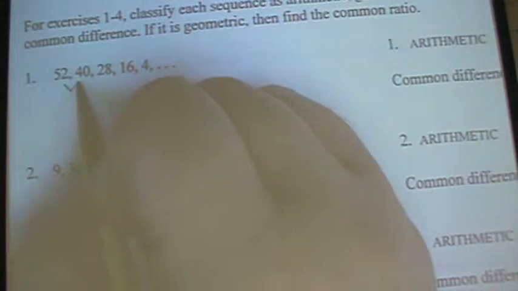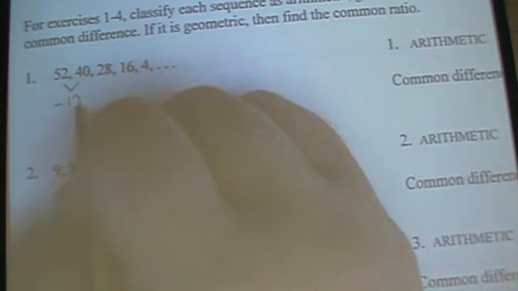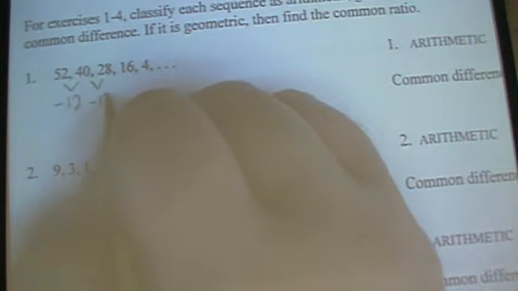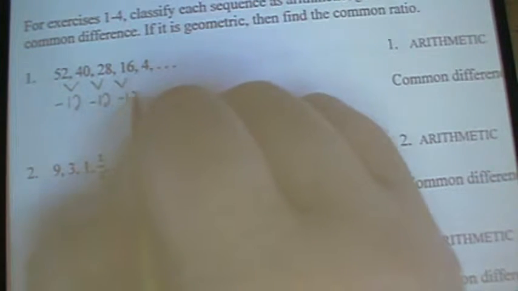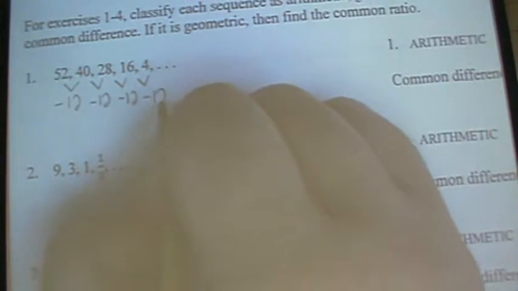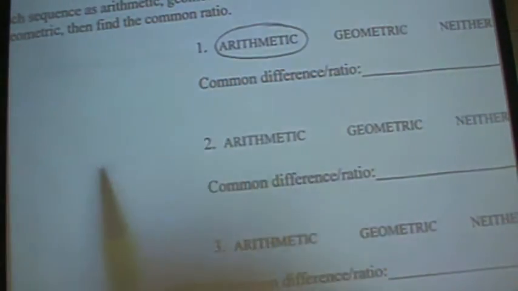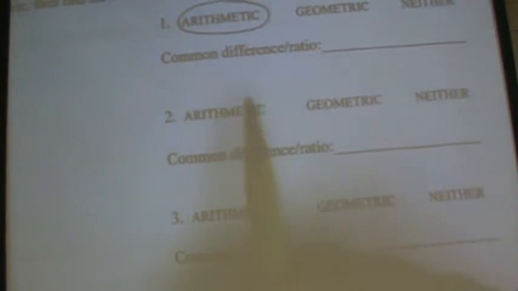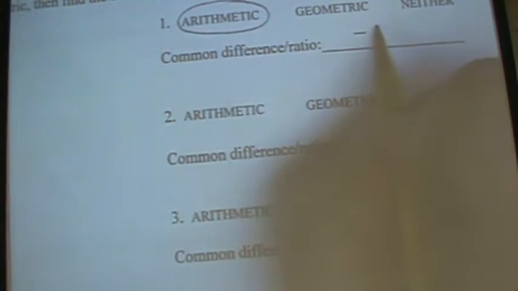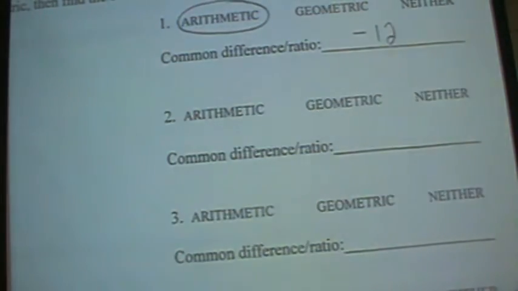So for number 1, our pattern is we're subtracting 12 each time. Between each term, we're subtracting 12. So that means that this is an arithmetic sequence because we're subtracting the same number each time. So our common difference is negative 12.